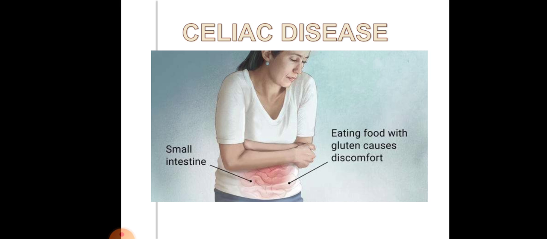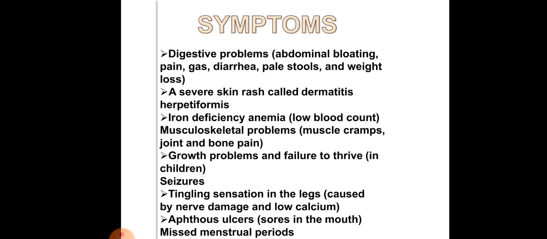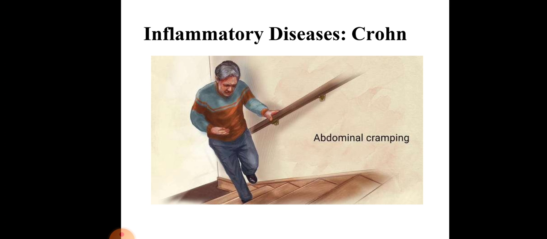Next is the celiac disease. It is a gastric pain because of eating food with gluten, and it is causing discomfort and pain in the gastric region. Also known as celiac sprue or gluten sensitive enteropathy, it is a digestive and autoimmune disorder that results in damage to the lining of the small intestine when foods with gluten are eaten. Symptoms include some digestive problems like gas, diarrhea, pale stool, abdominal bloating, pain, and weight loss. There may be severe skin rash and dermatitis, iron deficiency, anemia, growth problems, tingling sensations in the neck, legs.